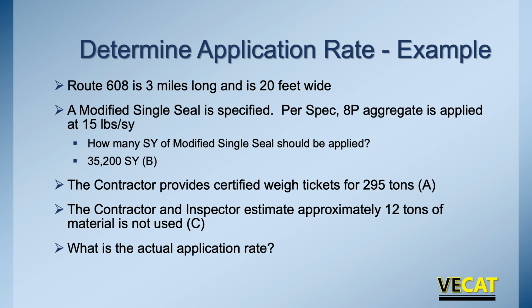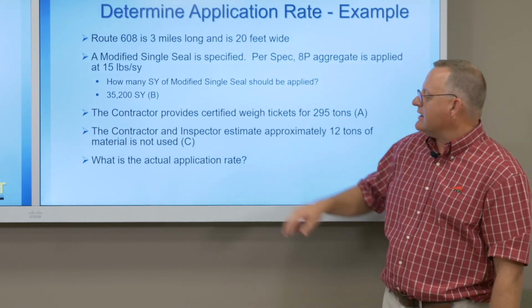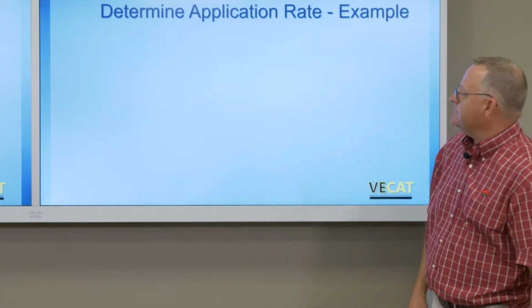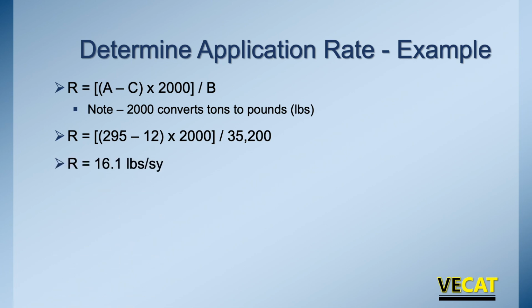Well, we know we had 295 tons of actual delivered material. 12 tons wasn't used, so our actual application rate is pretty simple. We need to remove the 12 from the 295, so 295 minus 12 is 283 tons. Multiply that by 2,000 to get those tons over into pounds, and divide it by B, which is the number of square yards, and that'll give us our actual application rate on this project. So plugging and chugging, 295 minus 12 times 2,000, divided by 35,200, gives us 16.1 pounds per square yard.